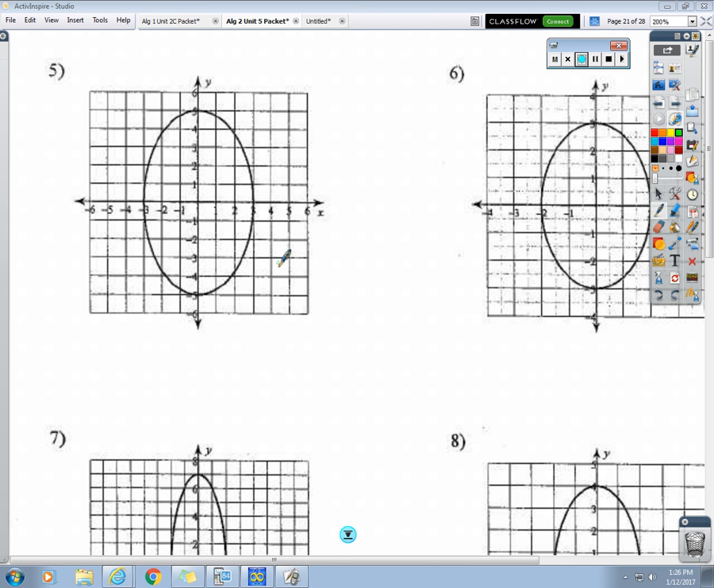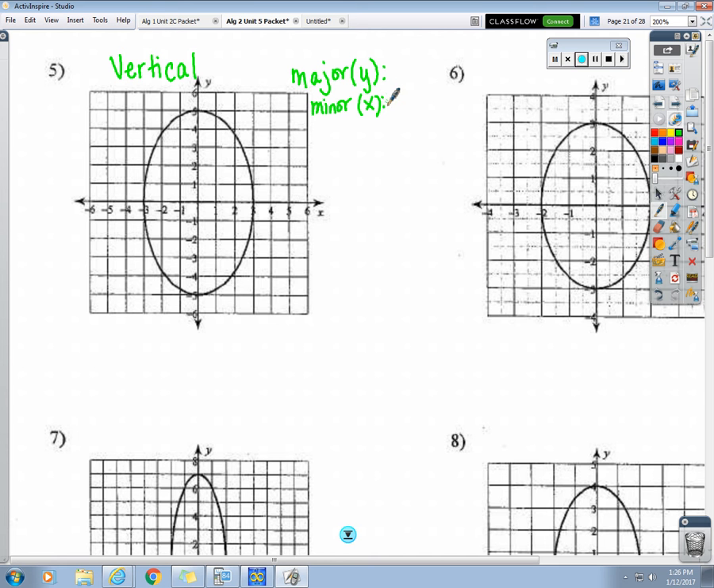Alright, number 5, the first thing that you need to look at is whether we're dealing with an ellipse that is horizontal or vertical. Which is it? Vertical. Now, since it's vertical, that automatically means that the major axis is the y-axis, which would mean the minor axis is the x-axis.